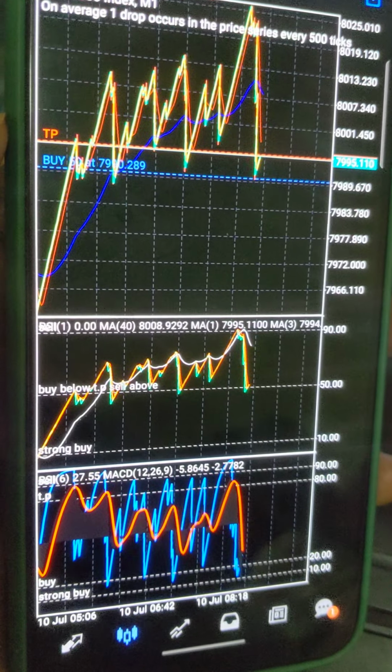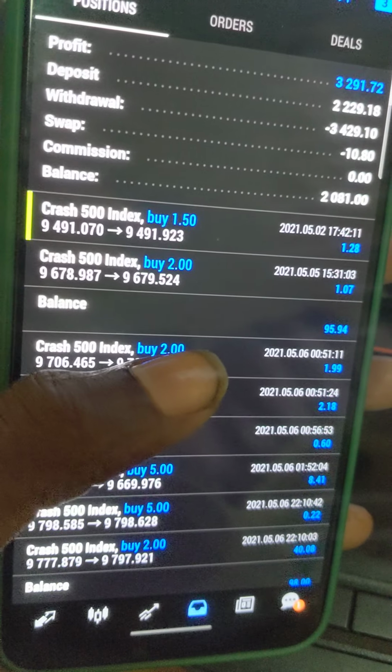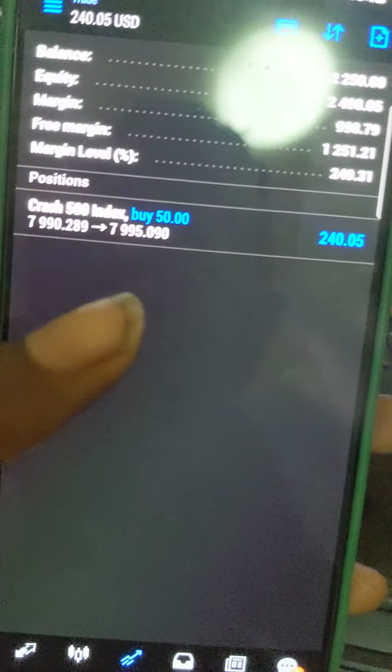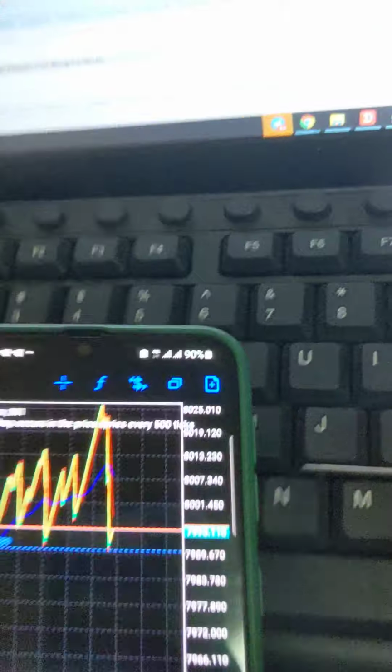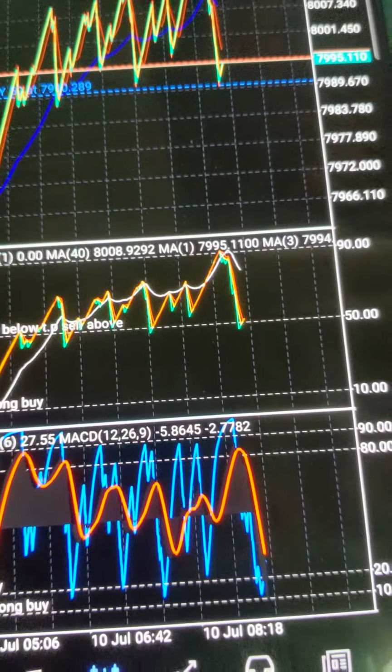Okay, so this is what's there. That's the thing you're going to see. This is a running trade right now. Let me just explain something real quick about all this, and why I took the trade.